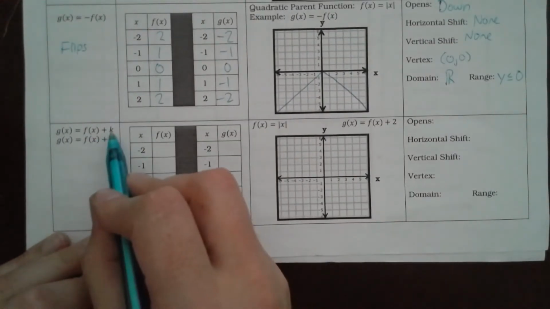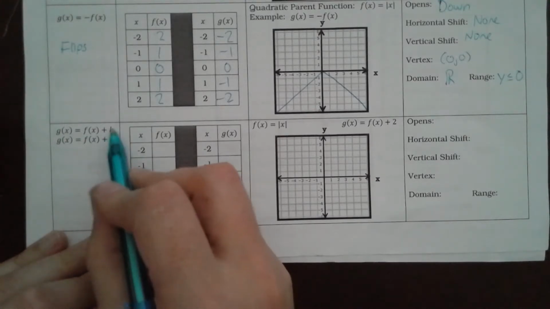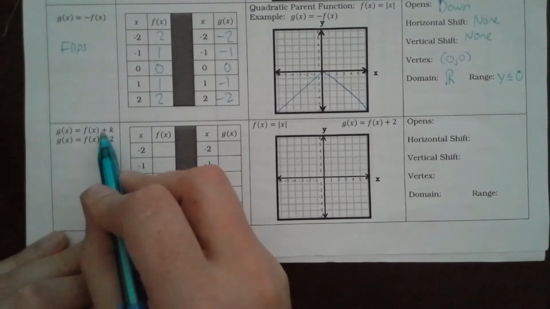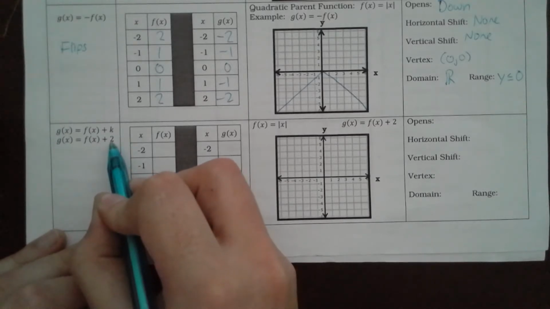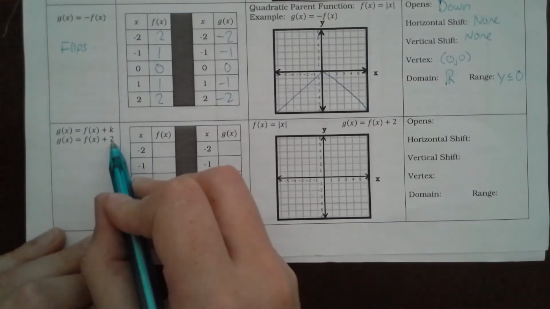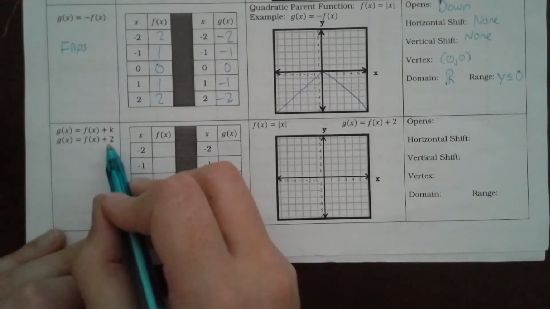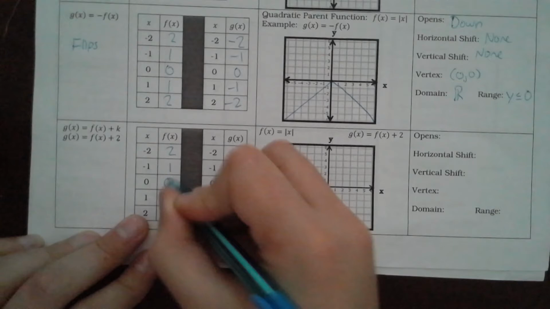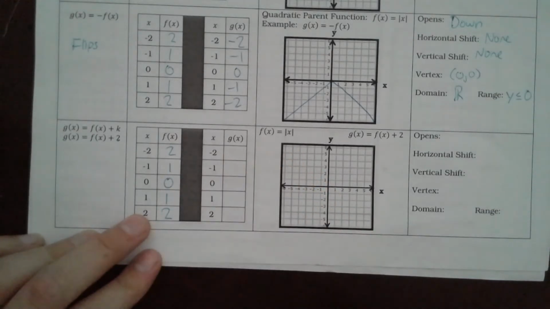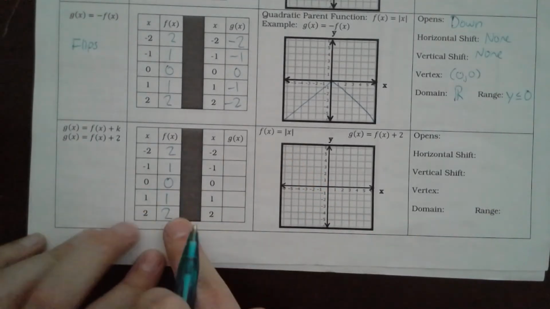Alright, so here we're adding k units. That just means when we take our function and add some number. Here we're going to do the example with 2, but you could add any number to this. We could be plus 10, plus a million, it doesn't matter. Alright, so f of x plus 2. Let's go ahead and fill in our f of x. These are all the same as the first one.